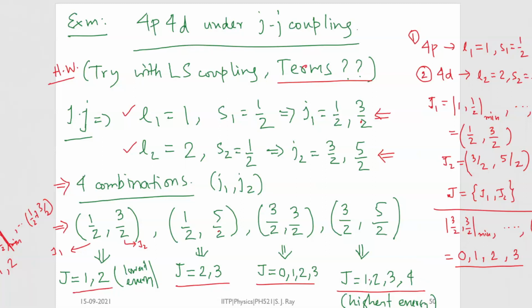Now here, the state with the highest value of J will have the highest energy, and the state with the lowest value of J will have the lowest energy. Is there any question so far on this? How did this combination coupling work?